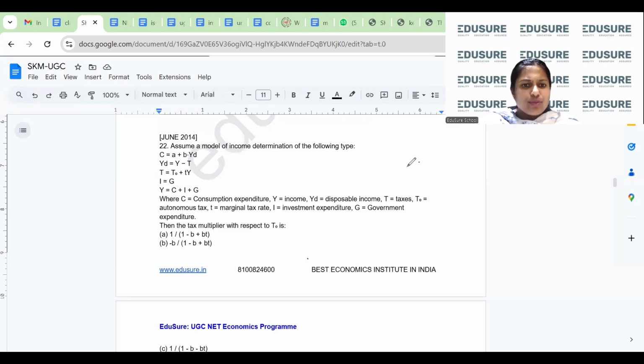June 2014, so we have a model and we have to find the tax multiplier with respect to T naught. So let's write down all our variables. Y is equal to C plus I plus G. We can start with that, and C is A plus B Yd. Investment is equal to G.